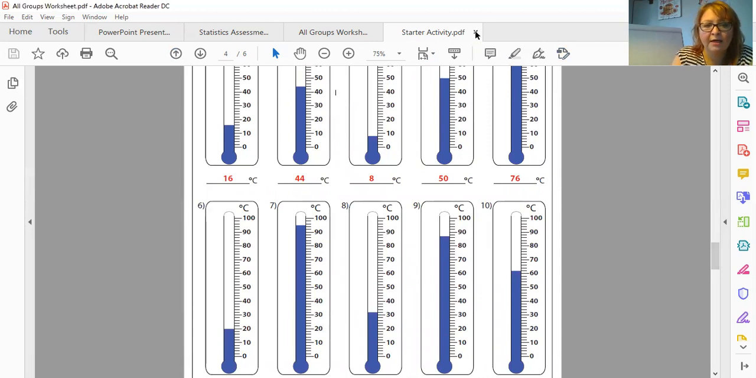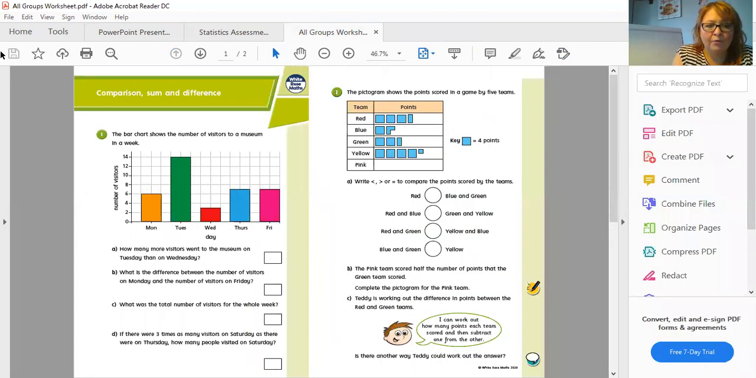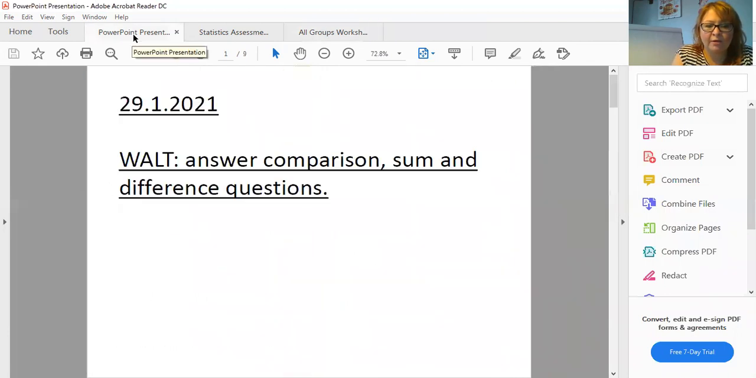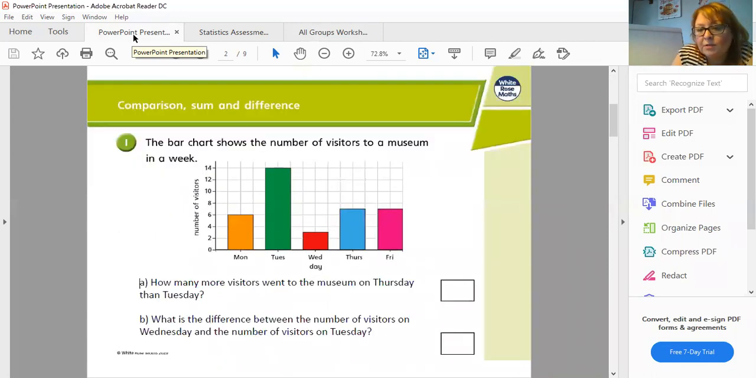So I'm going to close that. Now, your home teaching document today says answer comparison, sum and difference questions. So you're going to see some questions like this on a worksheet today. So number 1, the bar chart shows the number of visitors to a museum in a week. How many more visitors went to the museum on Thursday than on Tuesday?